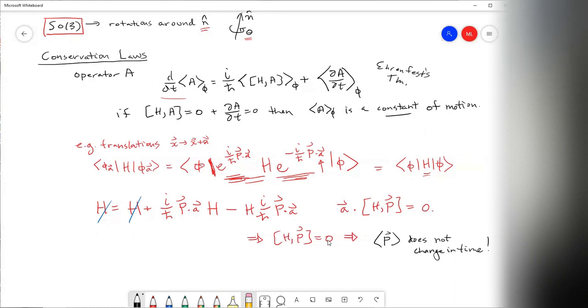You see, each one of those conservation laws is associated with a symmetry. This is a little bit like Noether's theorem, which you might learn about in some other classes.